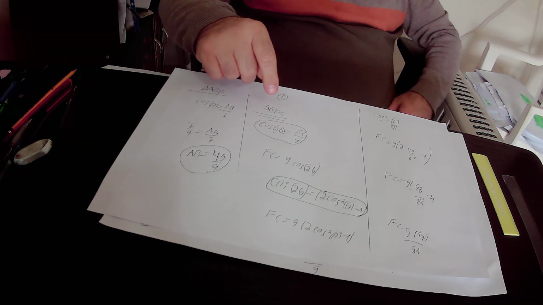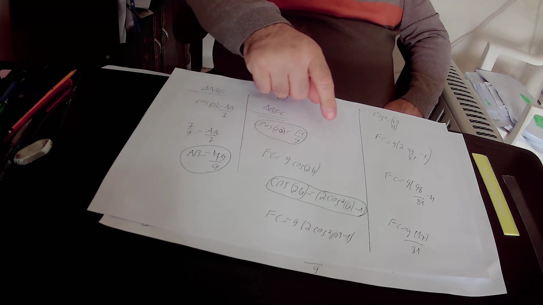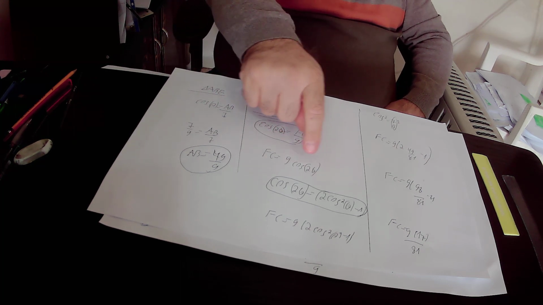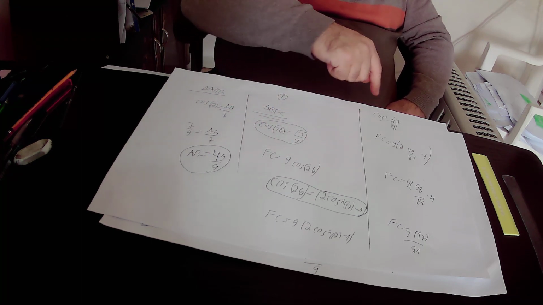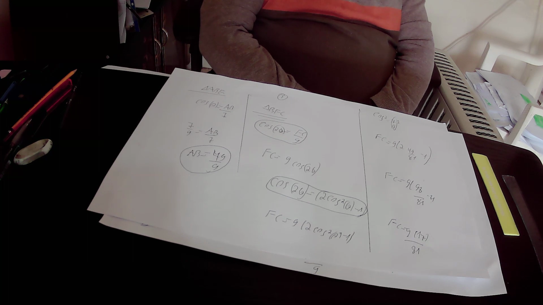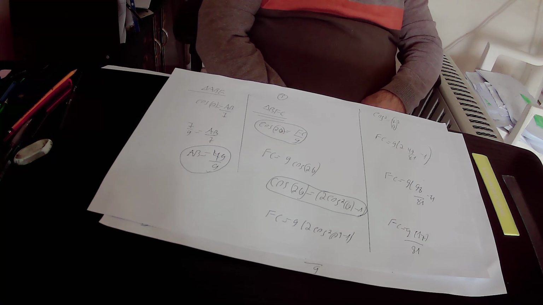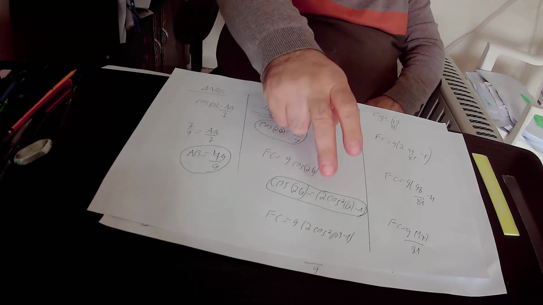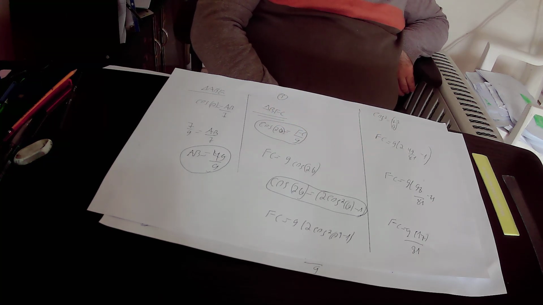So I can substitute cosine 2 theta by 2 cosine square theta minus 1. We did it. We got this equation, and then we know that cosine theta equals 7 over 9, so cosine square theta will be equal to 7 over 9 square. So we can substitute cosine square theta here by 7 over 9 square. We did it. We got this equation.